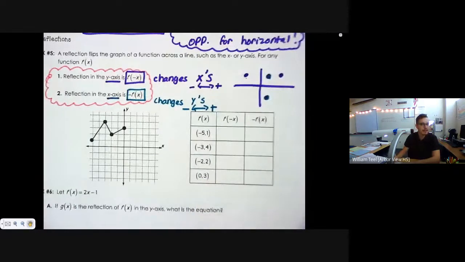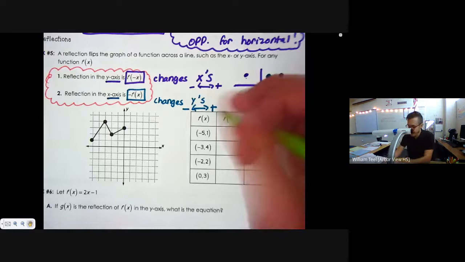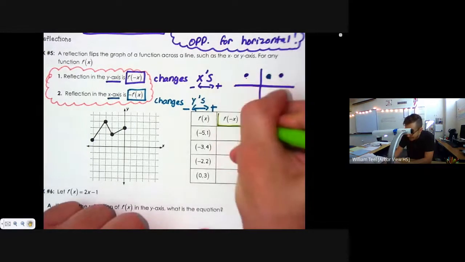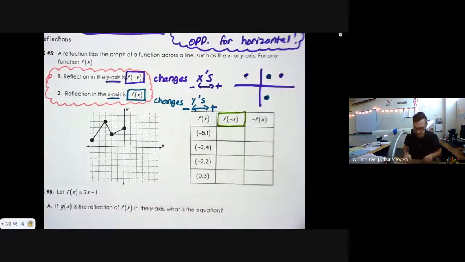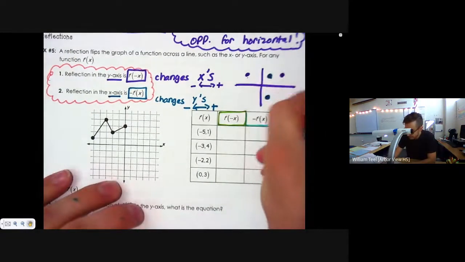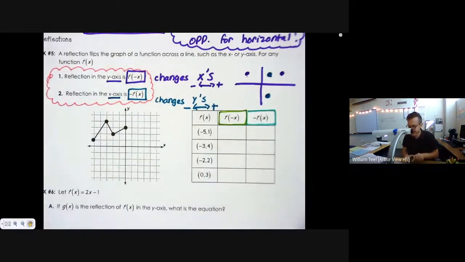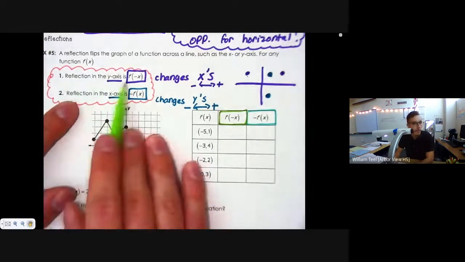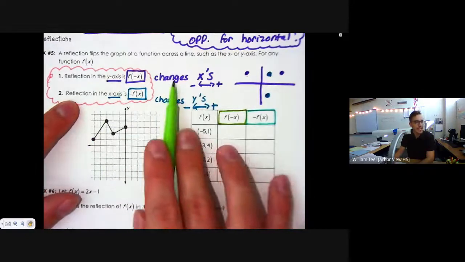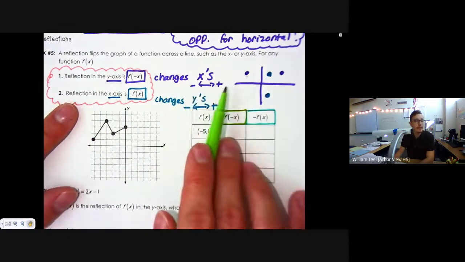Let's go ahead and go down here to where we have a table and a graph, and we're going to make some reflections. So let's look at f of negative x first. I'm going to make these two different colors. I'm going to make this one green, and that's also going to be green on my graph. And I'm going to make this one light blue. Okay, so if I'm looking at f of negative x, f of negative x tells us that we are making a reflection across the y-axis. So what we are doing is changing the x values from negative to positive, or vice versa.